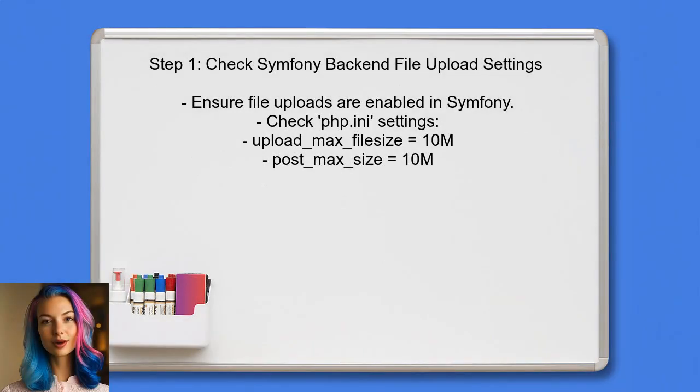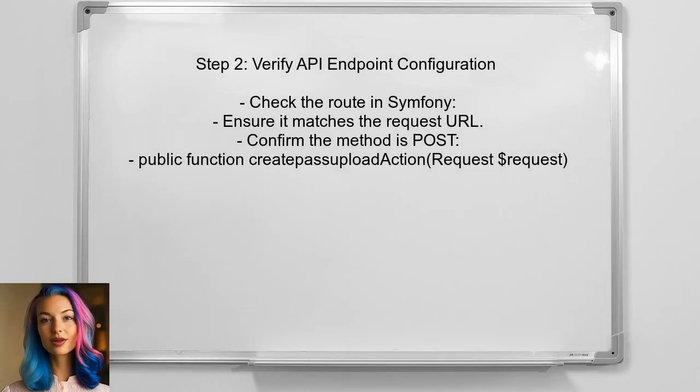To begin resolving this issue, the user should first check the file upload settings in the Symfony backend. It's important to ensure that the server is configured to accept file uploads and that the maximum file size is set appropriately. Next, the user should verify that the API endpoint in Symfony is correctly set up to handle file uploads. This includes checking the route and ensuring that the request method is set to POST.